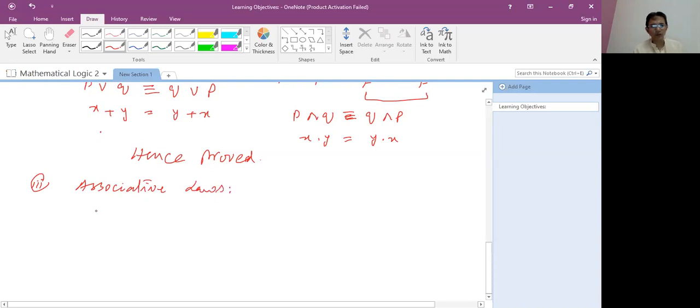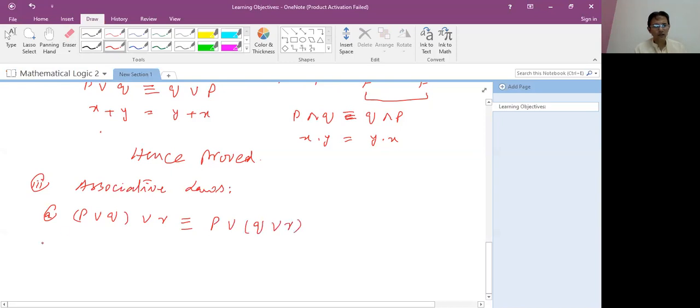Associative laws with respect to addition and multiplication. In the first part A, (P or Q) or R is logically equivalent to P or (Q or R).